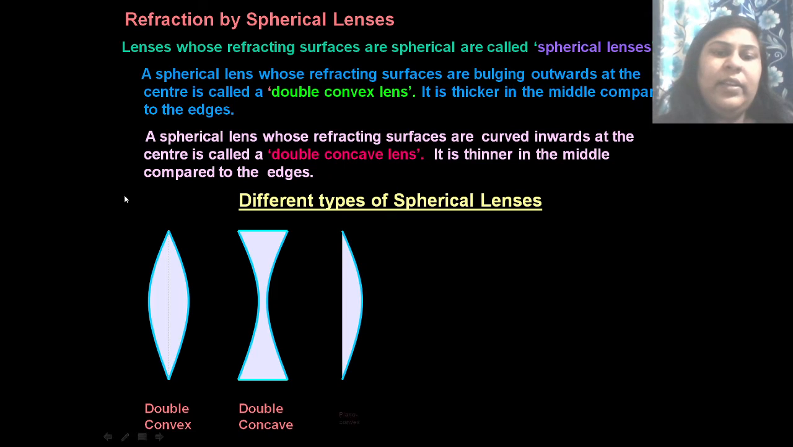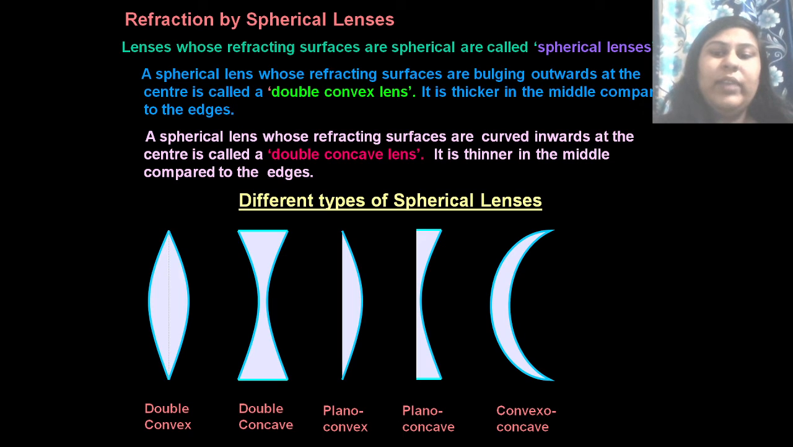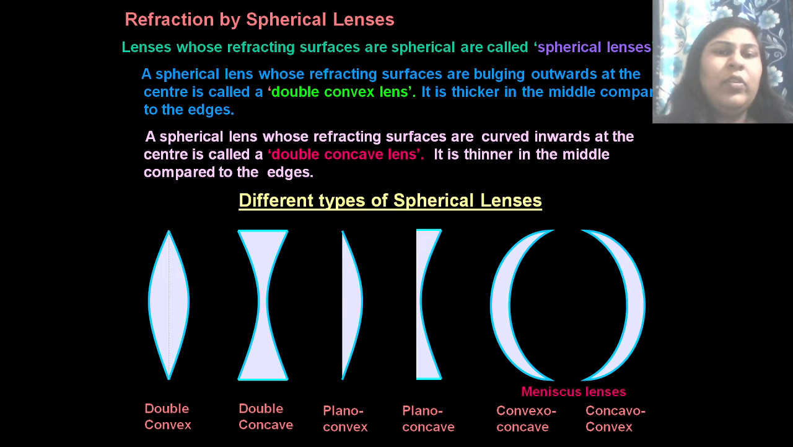So you can see here, this is the double convex lens. The first surface bulges out, and the second surface bulges out. From the edges it is thin, and from the middle it is thick. Number 2, this is a double concave lens. This is the first concave surface, and this is the second concave surface, and it is thin in the middle and thick at the edges. This is the plano-convex, plano-concave, convexo-concave, and concavo-convex. These are some types of spherical lenses.